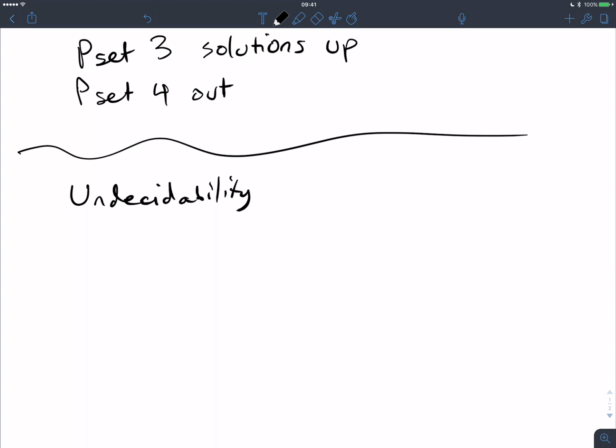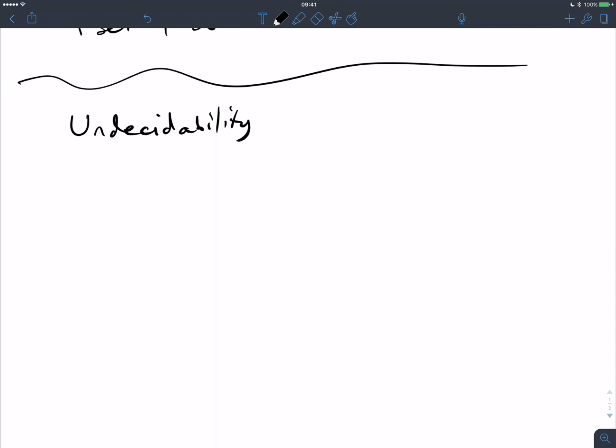All right, so I'm going to do two more examples of undecidable problems. So the ones we talked about were ATM as well as ETM, emptiness for Turing machines. And we proved both of these were undecidable.